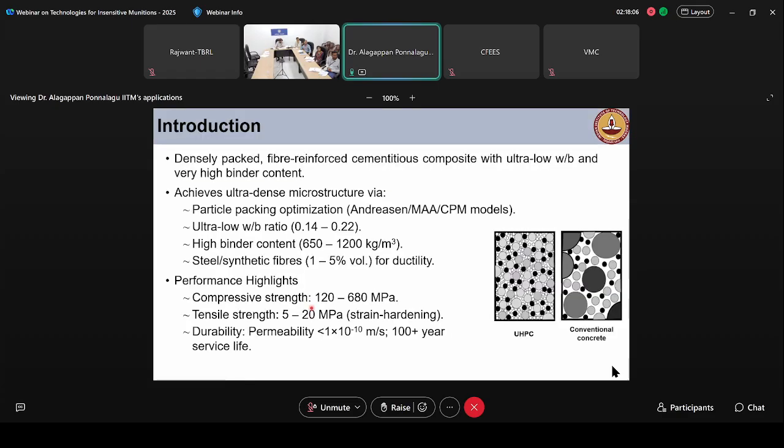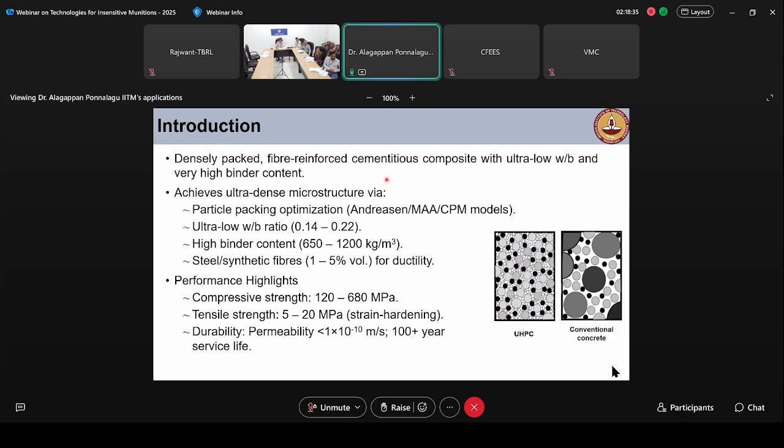Just a brief introduction: we are specifically focusing here on ultra high performance concrete. This project is going to be purely experimental work where we come up with an ultra high performance concrete. It has been widely used across the world. The main difference between ultra high performance concrete and conventional concrete is how densely the particles are packed. You can see the two images comparing conventional and UHPC.